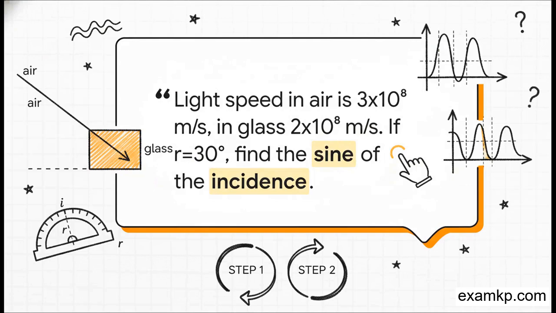JAMB just loves these two-step problems. They give you the speed of light in air and glass and the angle of refraction. Then they ask for the sine of the angle of incidence. Did you catch that? They didn't ask for the angle. They asked for the sine of the angle. You have to read the questions carefully in JAMB. So how do we attack this one?